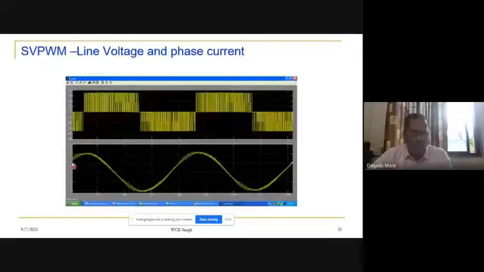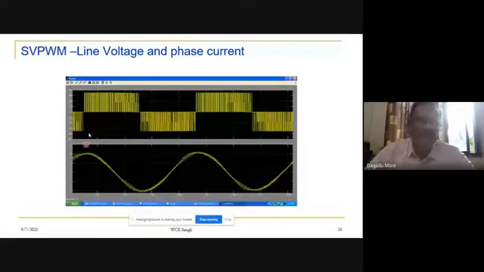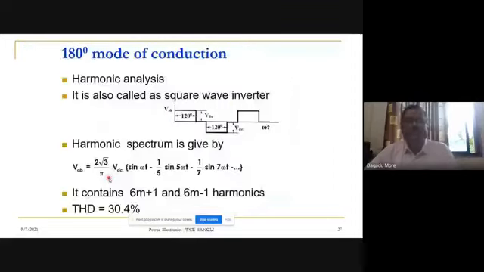This is the output voltage waveform. This is the line voltage waveform, where you see the positive half cycle of voltage. This will show the negative half cycle of voltage. And here we have shown our phase voltage, sorry, phase current. And this is the line voltage. This is the phase current and the line voltage. And we have seen that the line voltage is leading the phase current, and our phase current is almost sinusoidal.